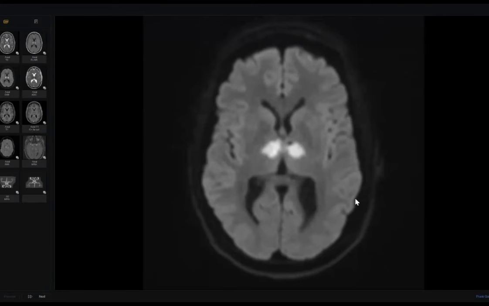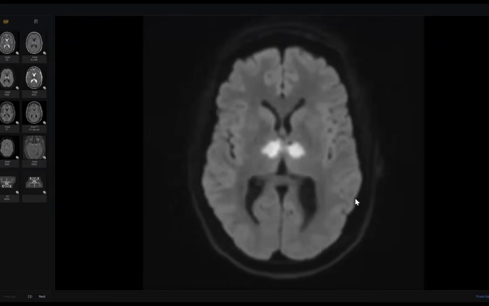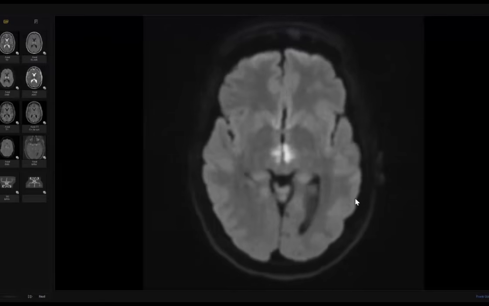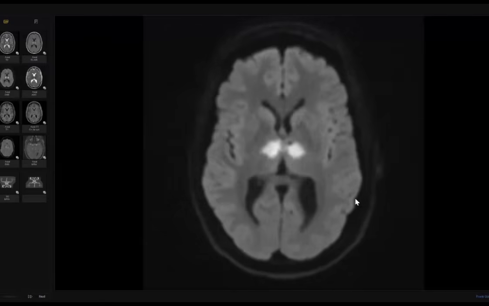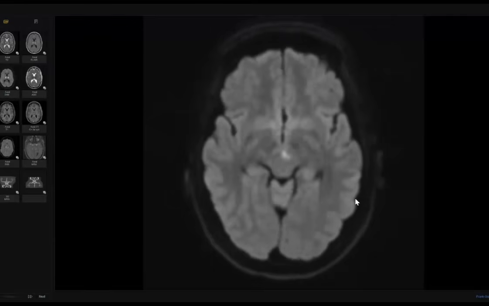So we are dealing with a restricted diffusion. It means one of two things. Number one, infarction. Number two, and least likely, mass. Why is this less likely to be mass? Because it is very symmetrical and bilateral. Okay, so I will speak 90% of my discussion about the infarction.